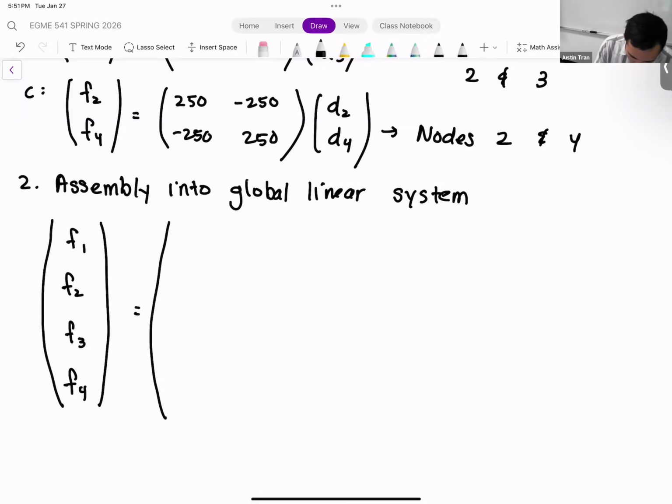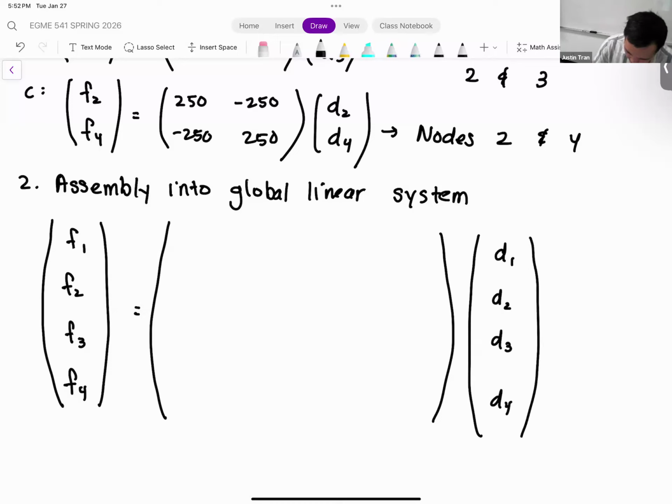So our matrix similarly is going to have 4 rows. And so we write them out. We have D1, D2, D3, D4. Another thing that I'll do just to help us out with the assembly is I'm going to write out the columns as well, because each column also corresponds to each degree of freedom. So first column is going to be D1. Second column will be D2. Third column will be D3. And then fourth column will be D4.